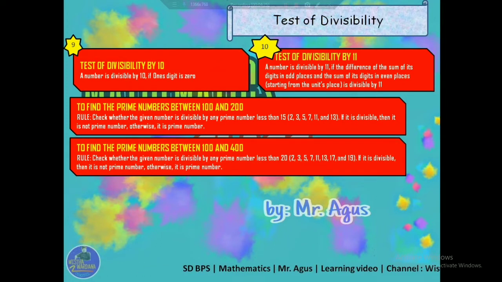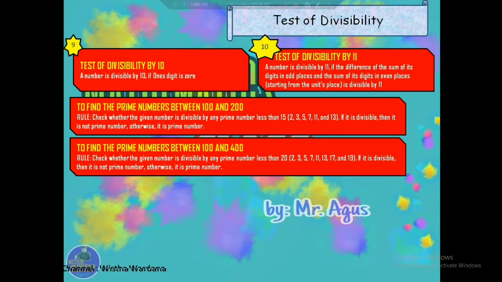Similar to before, to find the prime numbers between 100 and 400, you can check the given number using the prime numbers less than 20, such as 2, 3, 5, 7, 11, 13, 17, and 19. If it is divisible, then it is not a prime number. Otherwise, it is a prime number. Do you understand?